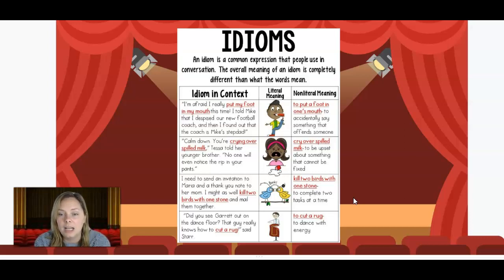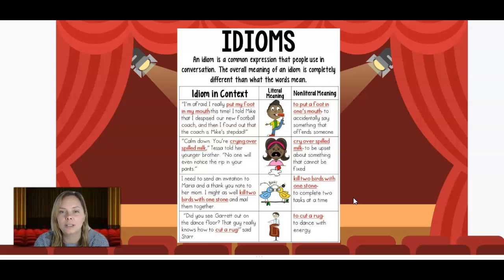The first one, I'm afraid I really put my foot in my mouth this time, I told Mike I despised our new football coach, and then I found out that the coach is Mike's stepdad. So does that mean when he said, I'm afraid I really put my foot in my mouth this time, that the person literally put their foot in their mouth? No, that's a saying. It's an idiom that means I accidentally said something I shouldn't have said or that offends somebody. So if you hear, oh, they really put their foot in their mouth, you're not actually putting a foot in your mouth. You're saying something that maybe shouldn't have been said. That's an example of an idiom.